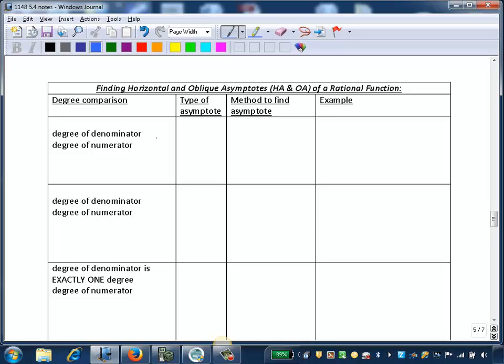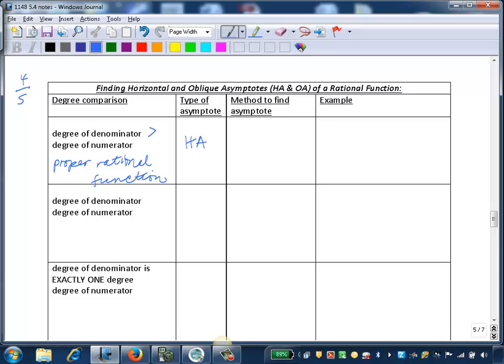So if the degree of the denominator is greater than the degree of the numerator, first of all, we call this a proper rational function. Just like you can think of a proper fraction, for instance, 4/5 is a proper fraction because the degree, or in this case the number in the denominator, is larger than the number in the numerator. It's analogous to that. So if the degree of the denominator is greater than the degree of the numerator, we're going to have a horizontal asymptote.